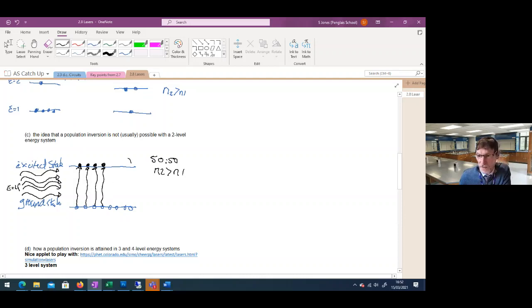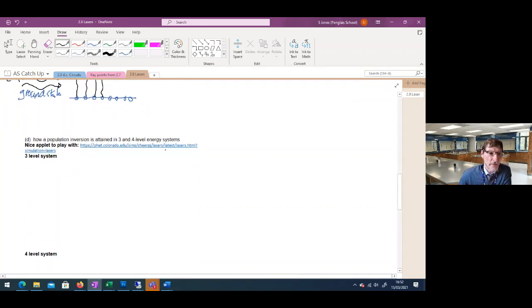Therefore, a 2-level system will not work. All right? So a 2-level system will not work because the probability of exciting or getting a population inversion, i.e. more up in here and down here, is not probable. The most you're going to get in there statistically is 50%. Okay? So how do we do it then? We can't do it with a 2-level system. Well, obviously, we can do it because we have lasers.